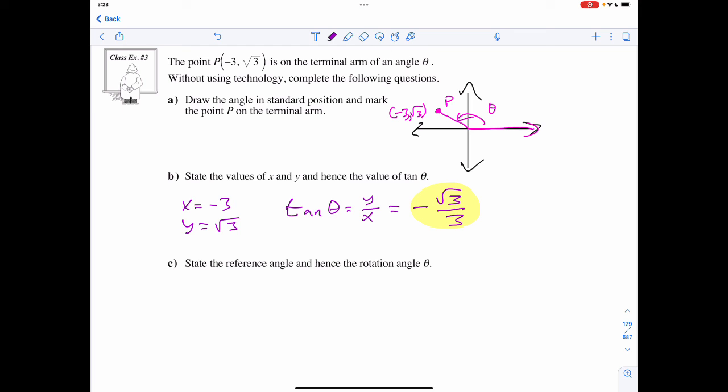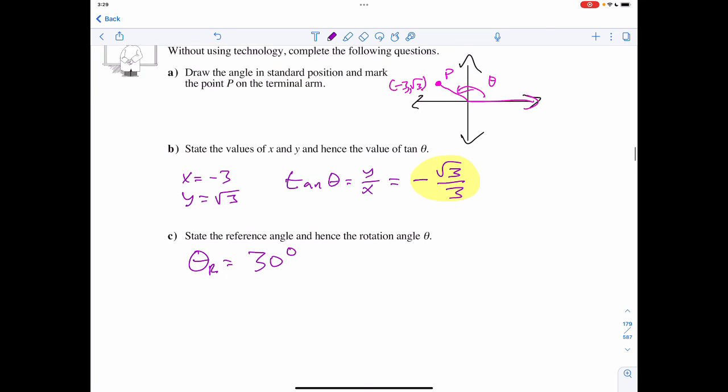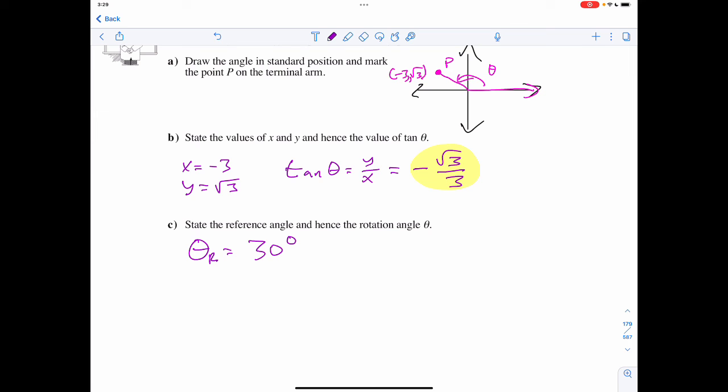When it says state the reference angle and hence the rotation angle, well, my reference angle, when tan is √3 over 3, is 30 degrees. It's the only time when tan is exactly √3 over 3. My rotation angle has a reference angle of 30 degrees and it ends in quadrant 2. It's going to be 180 minus 30. My rotation angle is exactly 150 degrees.